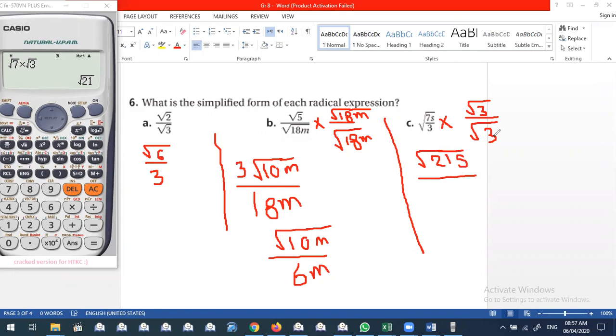Over square root 3 times square root 3 is 3. There is no simplify. Let's check. Square root 21 up over square root 21 over 3. It will be the same. So this is the final answer.